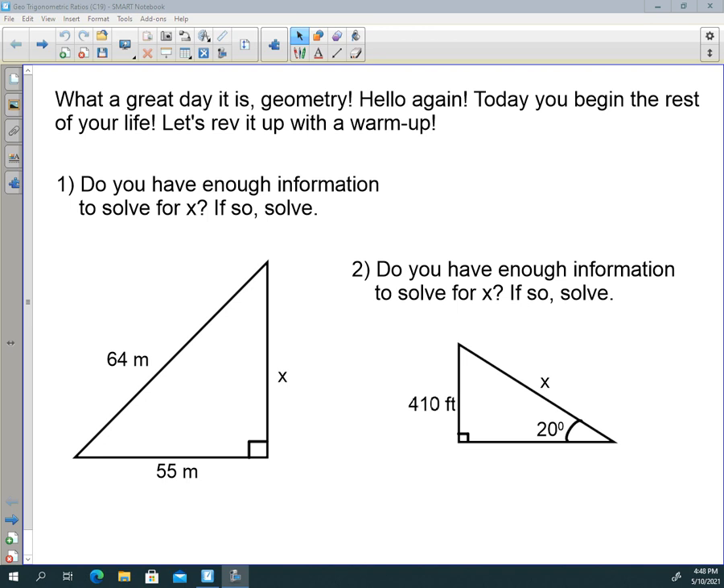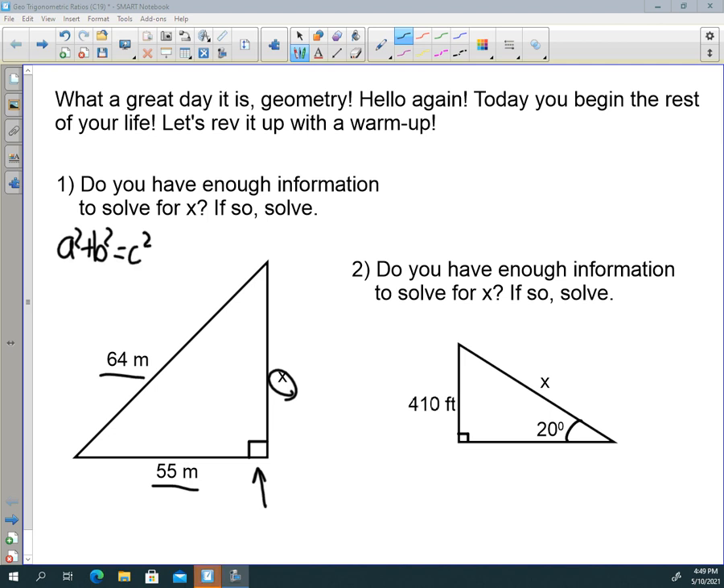Alrighty. So hopefully you were able to answer yes to number 1. Yes, you have enough information to solve for x, because anytime you have a right triangle and you have the length of 2 sides, you can always find the third, because you have our good friend, the Pythagorean theorem, a squared plus b squared equals c squared. And as long as you put the numbers in the right place and calculate correctly, you're going to be able to find the length of that third side.